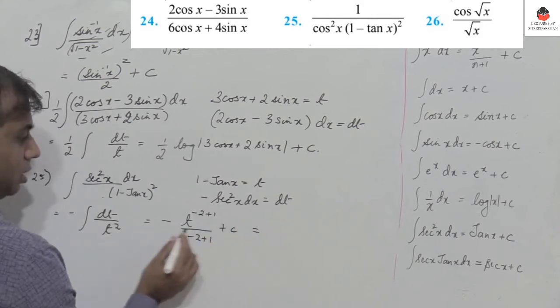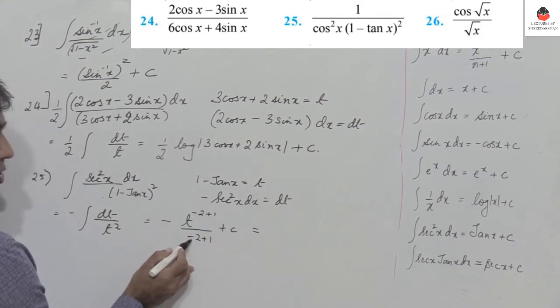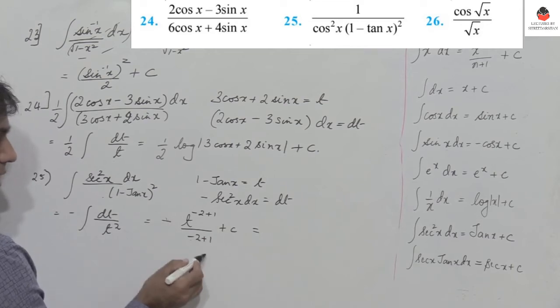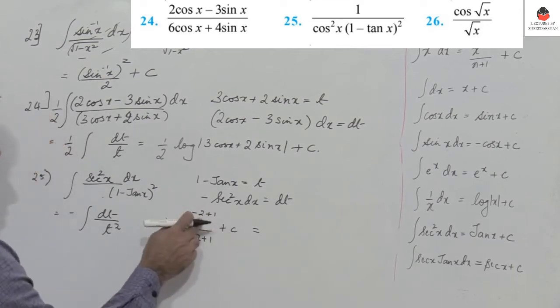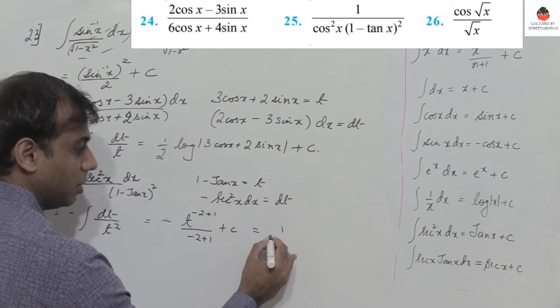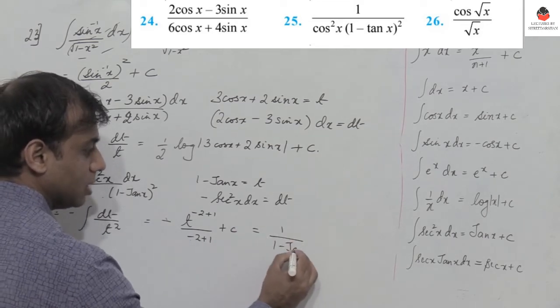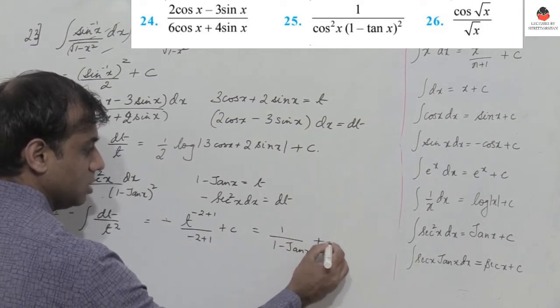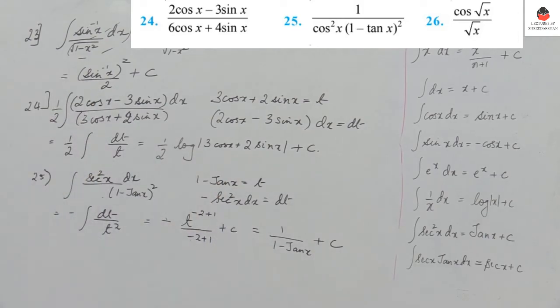So minus into minus 1 gets cancelled, the minus sign gets cancelled, so you get t power minus 1. I can bring it to the denominator: 1 by t is 1 by (1 minus tan x), plus c. So this is the answer.